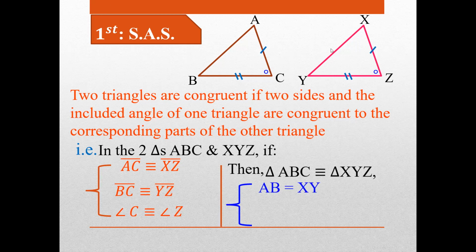From congruence, we can say that angle B will be equal to angle Y, and angle A will be equal to angle X, and also AB equal in length to XY. Because the two triangles are congruent, the six elements will be equal to the six corresponding elements in the second triangle.